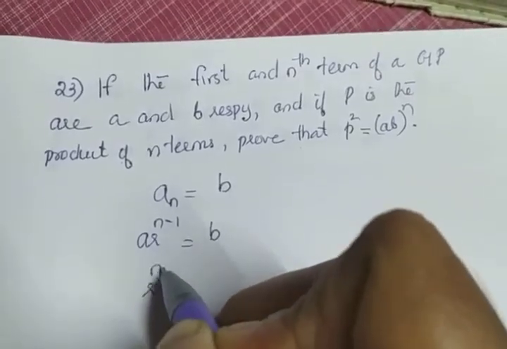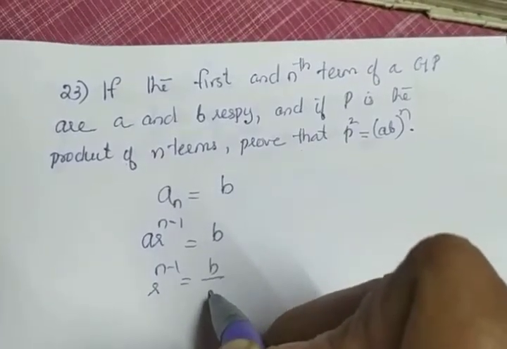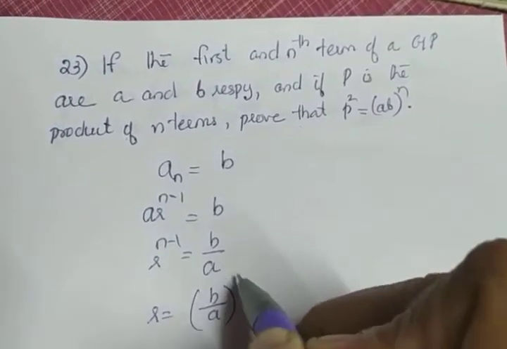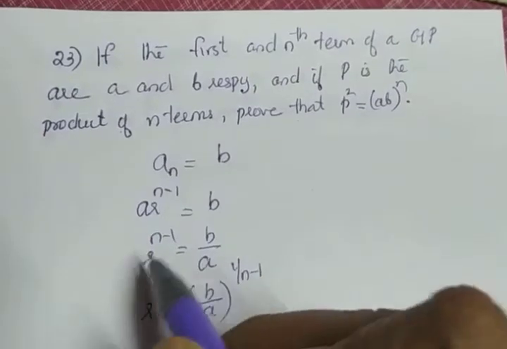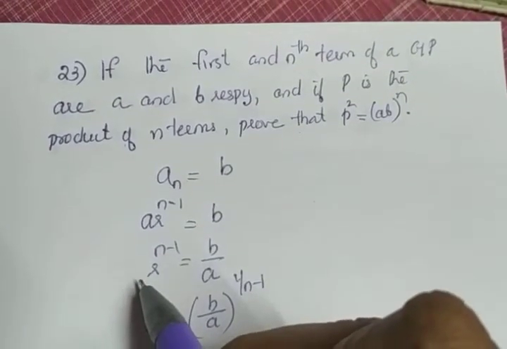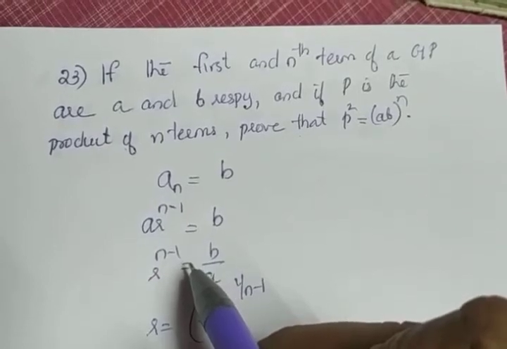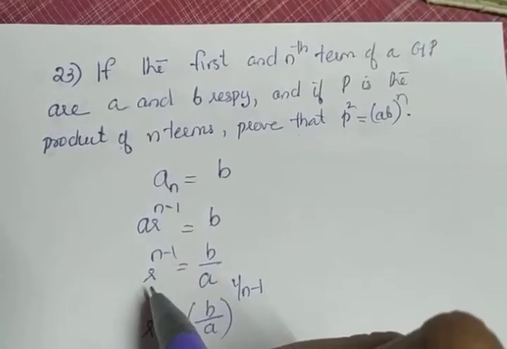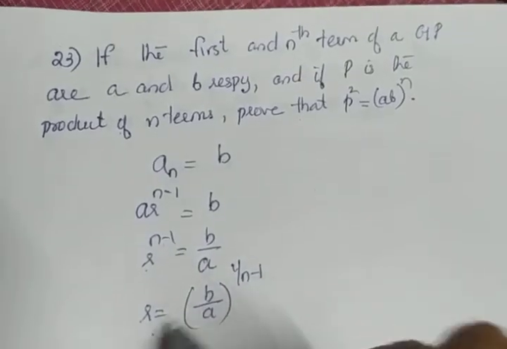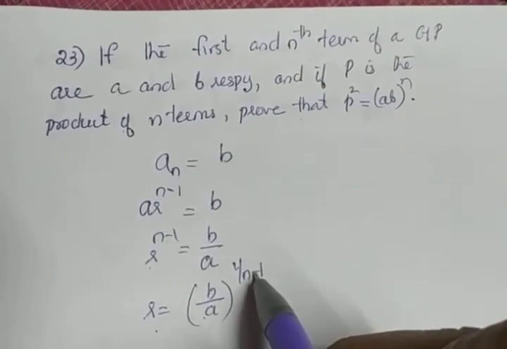So R raised to n minus 1 will be equal to B divided by A. And R is equal to (B by A) the whole raised to 1 by n minus 1. If R square equals 3, we can write R as 3 raised to 1 by 2. If R cube equals 3, we can write R as 3 raised to 1 by 3. Same way, since R raised to n minus 1 equals B by A, the value of R will be (B by A) raised to 1 by n minus 1.